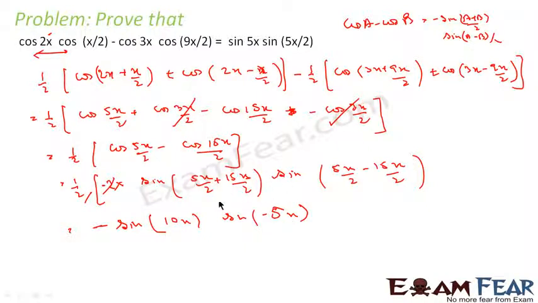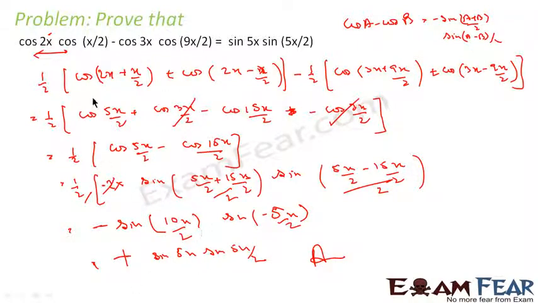Sorry, this whole thing is divided by 2: this becomes 10x by 2, this 5x by 2. So sine of minus x is equal to minus sin x, so I can write this as minus into minus sine of 5x into sine of 5x by 2. This becomes plus. That is the answer: sine of 5x into sine of 5x by 2.